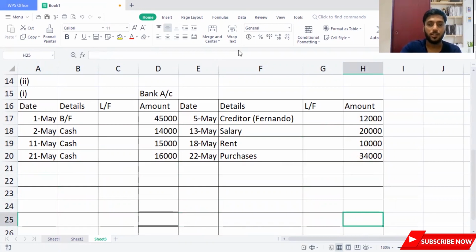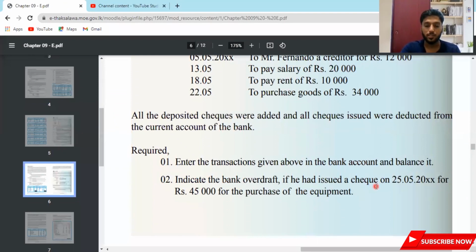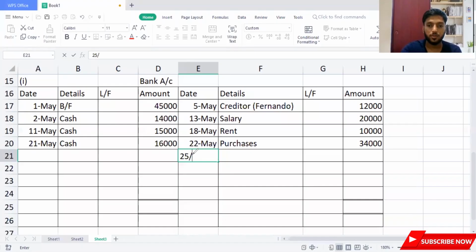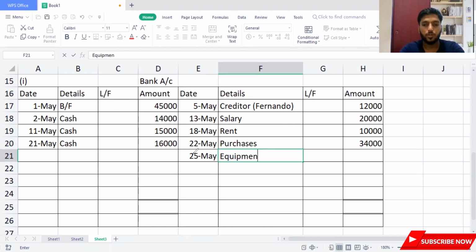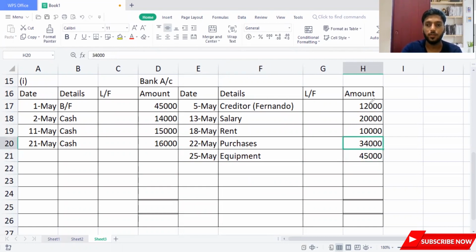According to the second part, they are asking me to indicate the bank overdraft if he had issued a check on the 25th for rupees 45,000 for the purchase of equipment. So on the 25th, I'm doing another adjustment here, purchasing equipment worth 45,000. When I add this 45,000, the credit side will go up, because earlier we had 76,000 on the credit side, with only a 14,000 gap. Now 45,000 is a great amount. It's 121,000. So this side is higher than the debit side.